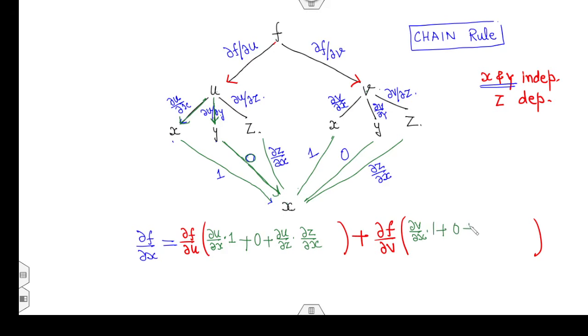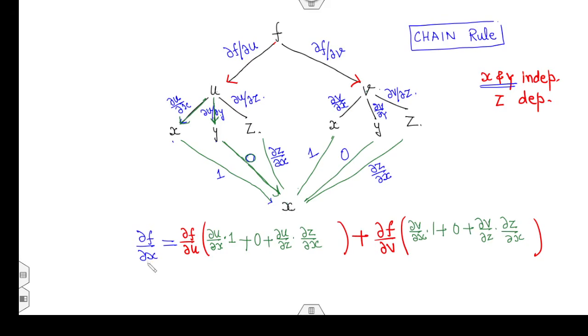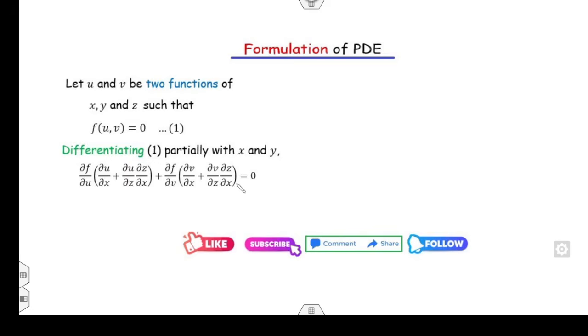Second expression will be 0, and then v with respect to z and z with respect to x. And that's the required expression of del f by del x. But clearly, from equation number 1, if you differentiate both sides with respect to x, what is the derivative of 0? It is 0. So that means the left hand side is 0. So I can write the expression this way.